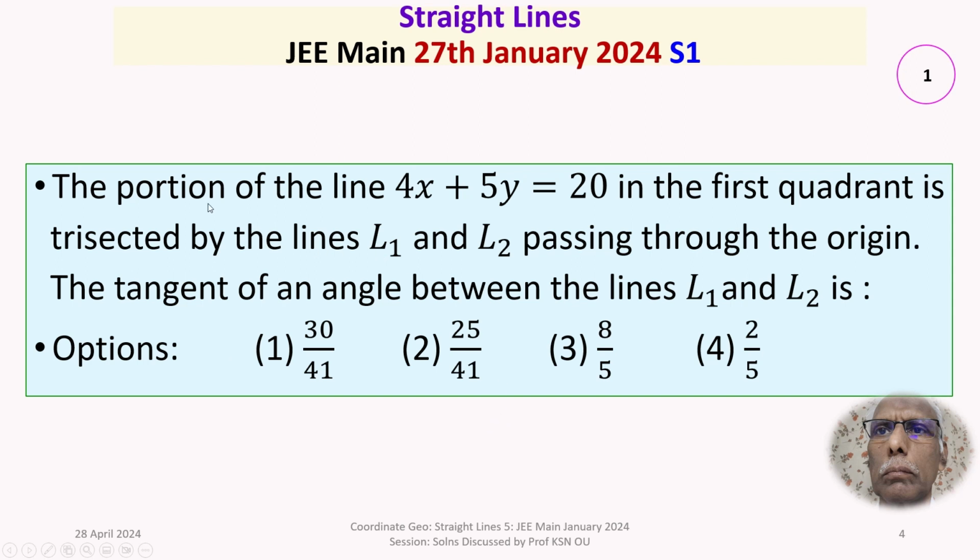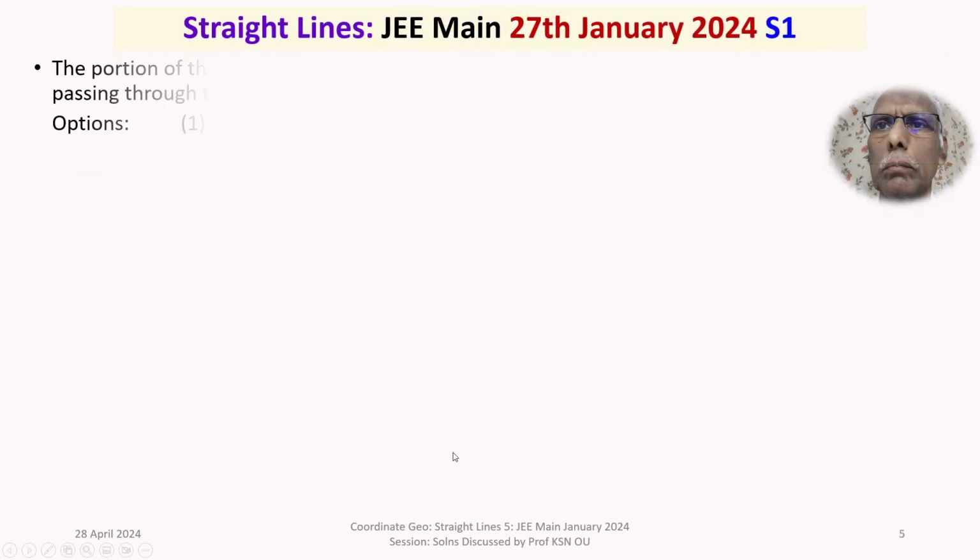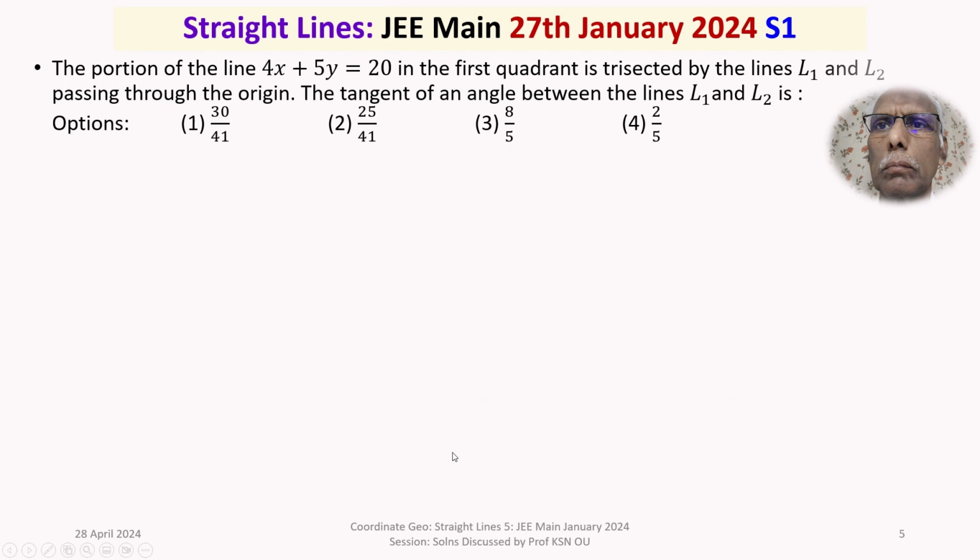We have the portion of the line 4x plus 5y is equal to 20 in the first quadrant trisected by the lines L1 and L2, where these two lines L1 and L2 are the lines passing through the origin. Required to find the tangent of an angle between these two lines L1 and L2. Let's now discuss the solution of the problem in detail.